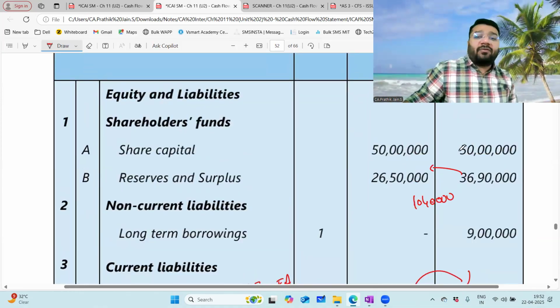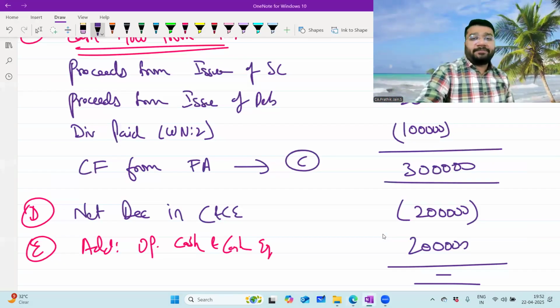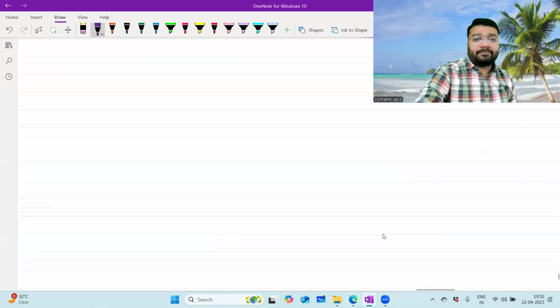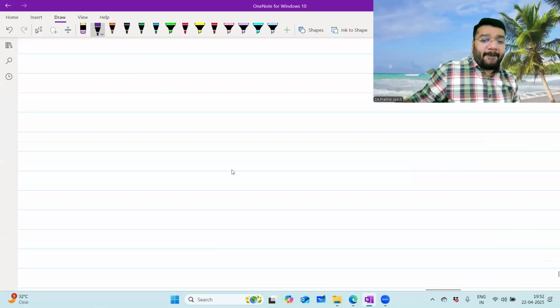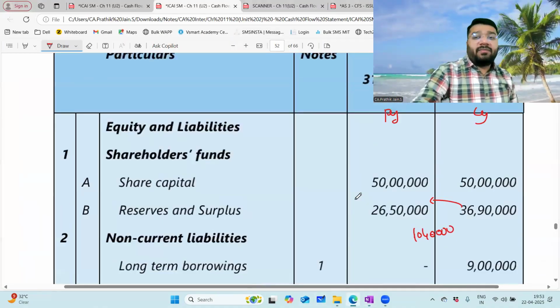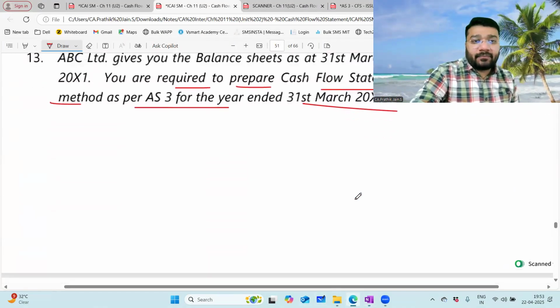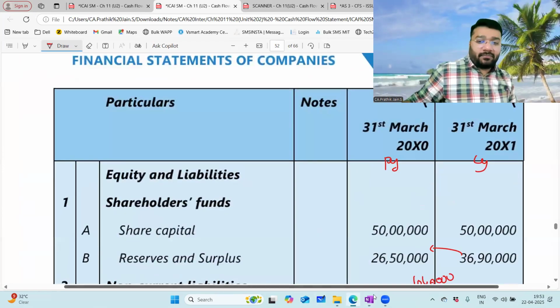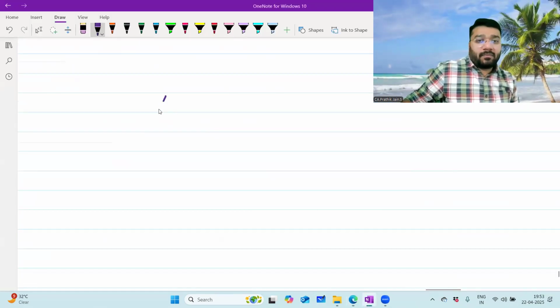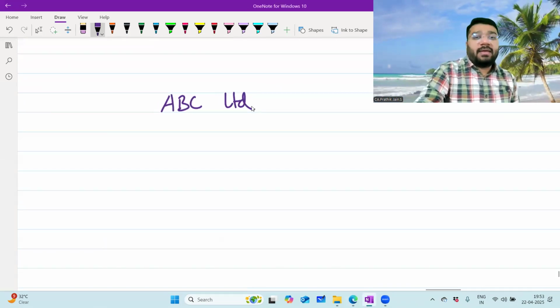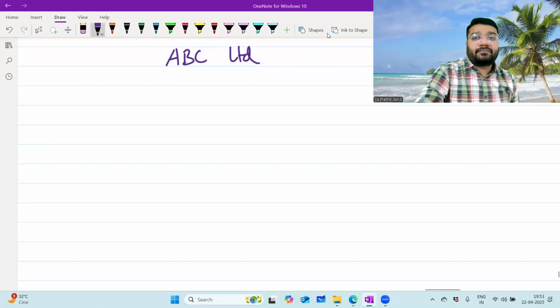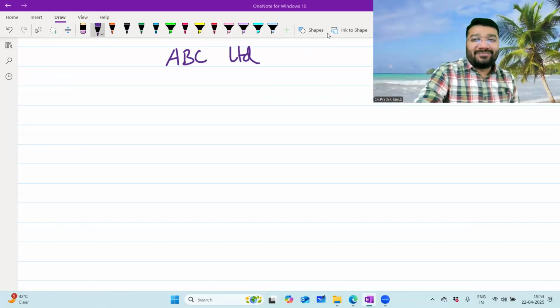Share capital from 50 to 50, no change. Can we start? Yes, sir. Okay. Which company? ABC Limited. Manisha, which question? So 13th question, practical question. Very good.